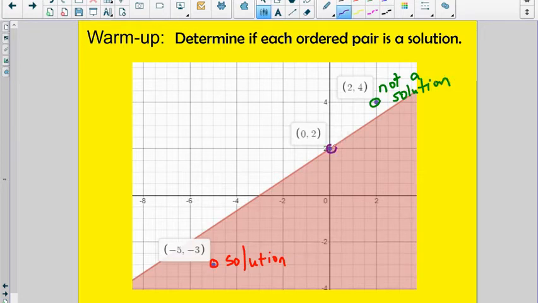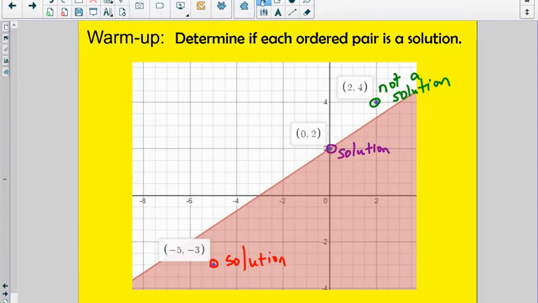And then we have this last one that is at 0, 2 that happens to be directly on the boundary line. Now, as we saw in the last lesson, sometimes an ordered pair on the boundary line is a solution. Sometimes it is not a solution. It depends on what type of line we're dealing with. In this case, we have a solid line, and anytime we have a solid boundary line, points along that line are also solutions. So 0, 2 is a solution here.